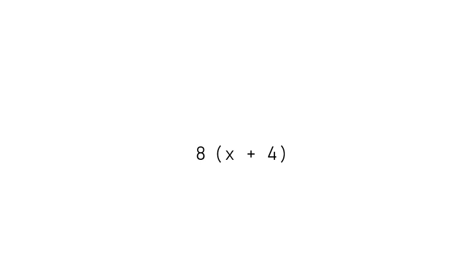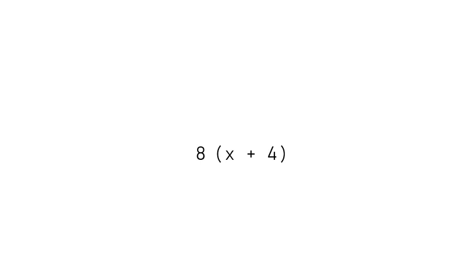Outside of the parentheses, I have an 8, and inside of the parentheses, I have x plus 4. Now, the x is called a variable. Variables are used in algebra. They are letters that stand for numbers. We do not know what number x stands for.